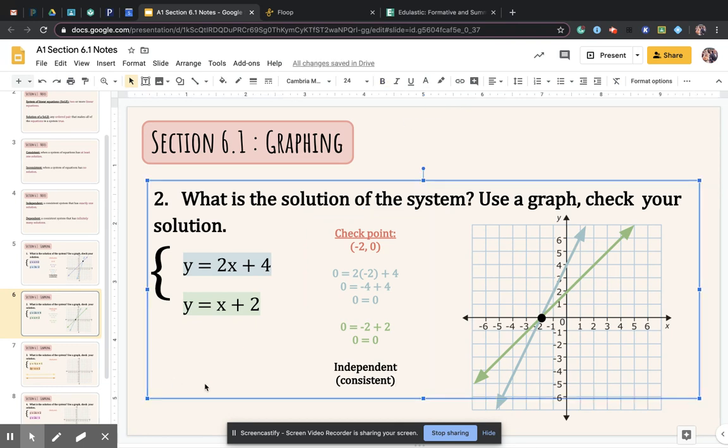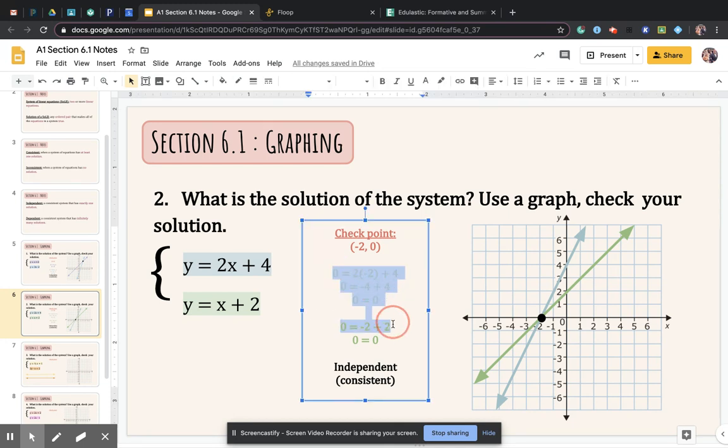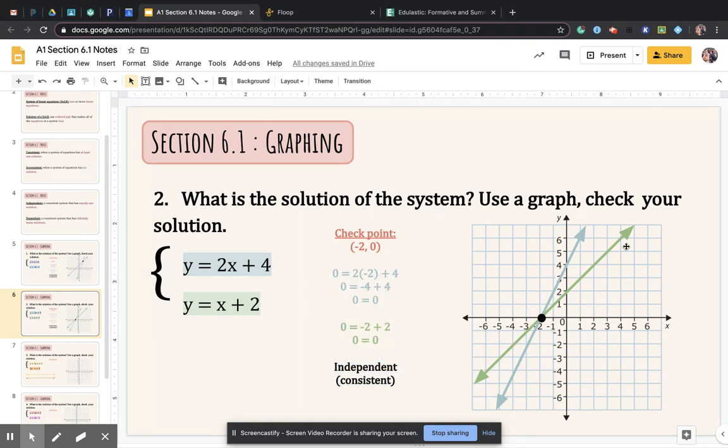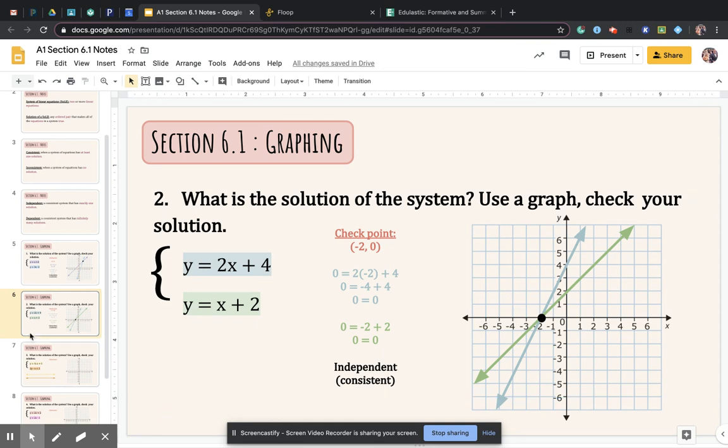Now, on your learning slides that you will be working on today, you will need to show me the checking for both equations and tell me if it's independent, dependent, or inconsistent. Okay? And I need to see your graphs. You don't have to put the point if you don't want to, but it might be helpful. And I do expect to see this, okay?